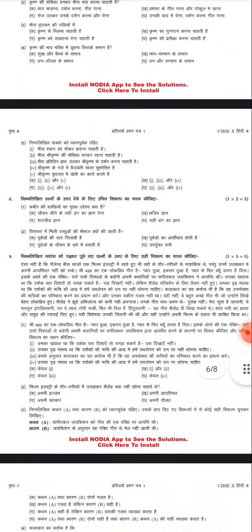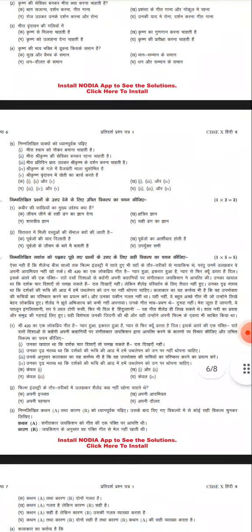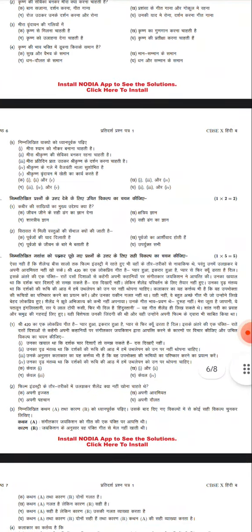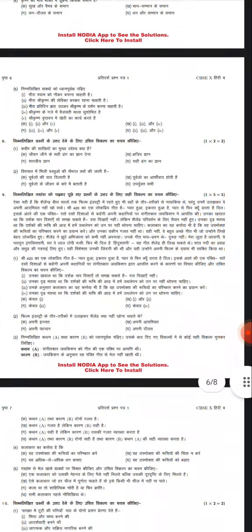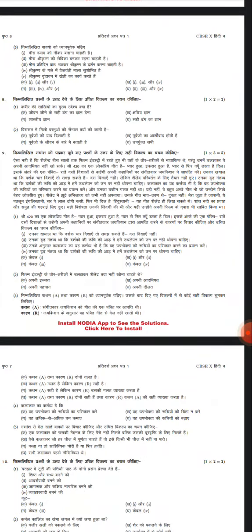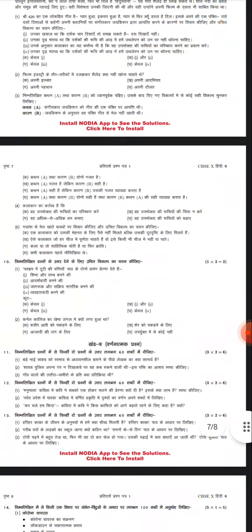Now comes the 9th question, which is again a seen passage. In the sense, it's from your textbook. Here it's from Tisri Kasam. Again, you will get 5 questions on the basis of that, 1 mark each with 5 marks total.